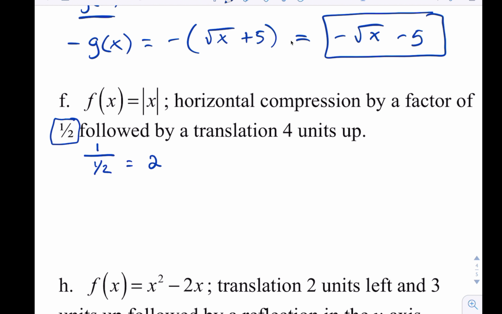So that number there needs to go on the inside of my function. My function now is going to look like the absolute value of 2x. Then the last part says you're going to move that 4 units up. So we're going to say g of x is absolute value of 2x plus 4. That's a horizontal shrink by 1/2, and then a vertical shift up 4.